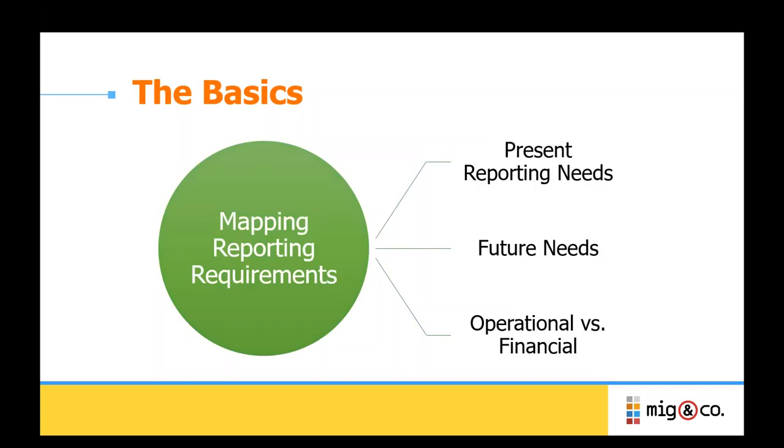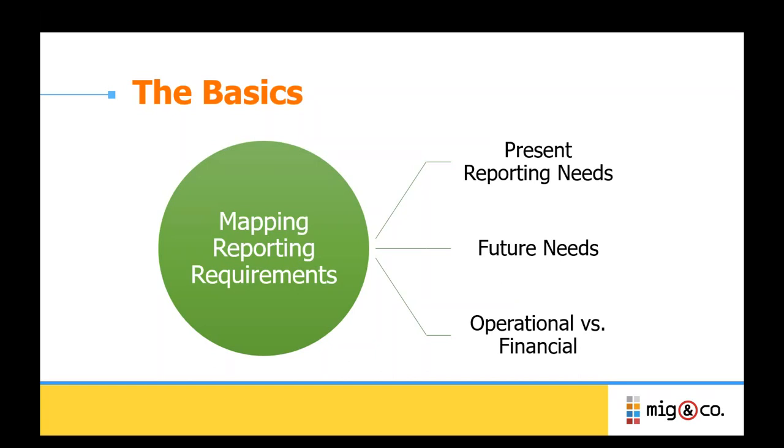So if we take a look at the next slide and talk about mapping those reporting requirements, we need to really look at three areas. We need to consider our present reporting needs, what aspects are being met, which are not. Do you anticipate growth? Will that growth come from new lines of business for which there's no current reporting? Or will it be something that's not even thought of yet in our segmentation?